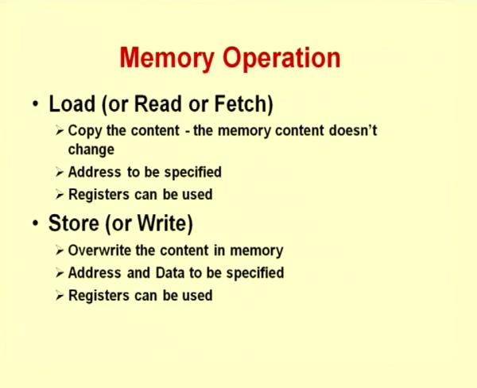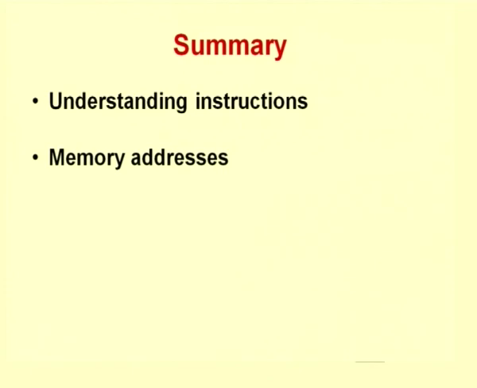To summarize, what we have looked at in today's lecture are basically two things. One is understanding instructions. We have looked at 3 address, 2 address, 1 address and 0 address instructions and so on, and we looked at different types of instructions. This is what we did in the first half. In the second half, we tried to understand how data is stored in memory and how the memory addresses are handled. So, these are the two things that we have tried to look at in today's lecture.